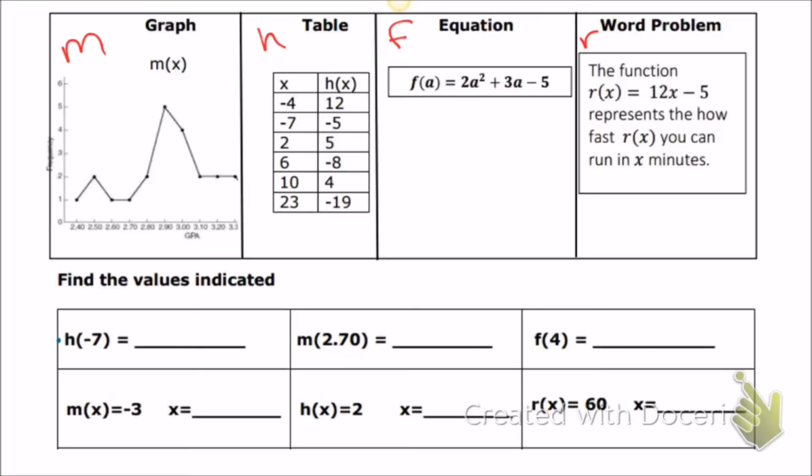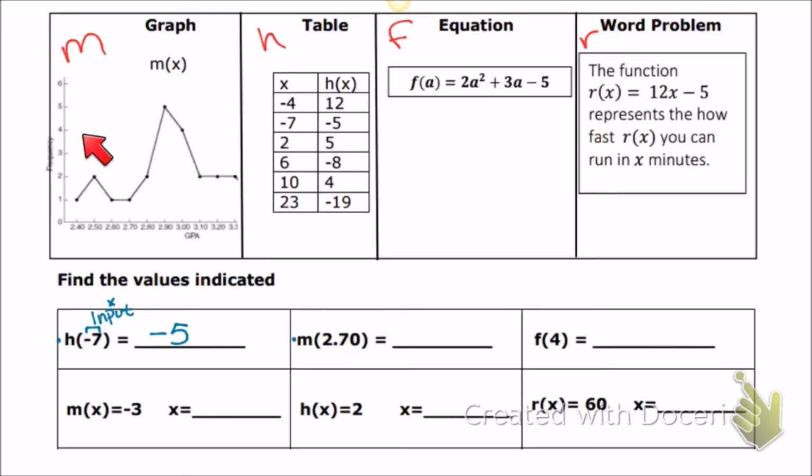Okay, so we're ready to find the values. On the first one, we have H of -7. So we're going to be using the table. Remember that this number inside of the parentheses is the input, okay? And that is the same thing as the X value. So we're going to go down until we see -7, and then we're going to look at the output, which is -5, and that's my answer. -5 is my output, which is also my Y value, or H of X. H of -7.